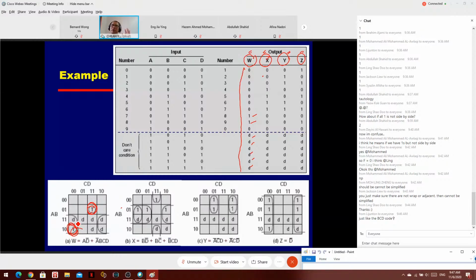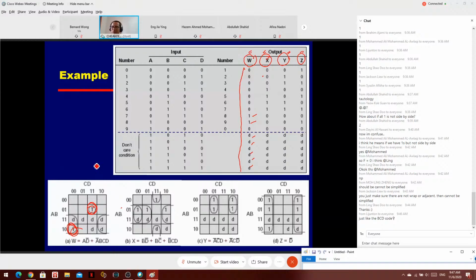Okay, now how do we do the simplification in this case? All right, notice that the ones are far away. The ones are far away and they cannot be grouped together. But we can make use of the don't care. Now we only make use of the don't care if it helps in the grouping of ones. It can only be grouped with ones.